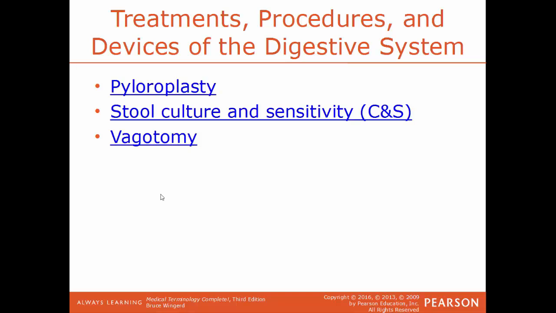Our next term, CNS, stool culture and sensitivity, is a process of taking a sample of stool and then culturing it or growing it. So this is mainly done to detect the presence of pathogenic bacteria and to help diagnose any infections of the GI tract. Vagotomy, this is the cutting into of one of the branches of the vagus nerve.